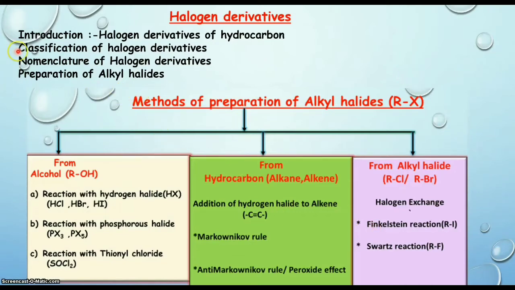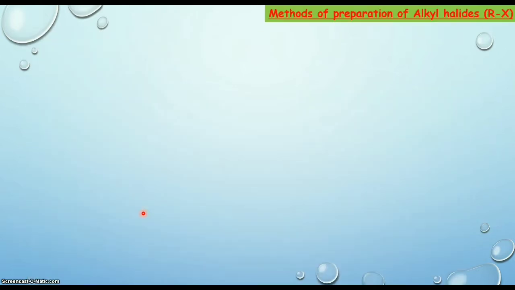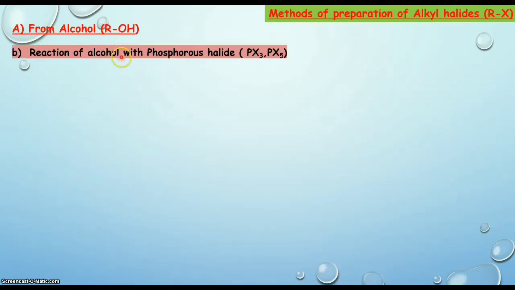Students, after the discussion of classification and nomenclature of halogen derivatives, we have started with methods of preparation of alkyl halides. In this, alkyl halides are prepared by reaction of alcohol with hydrogen halide. Now let us continue this topic, that is preparation of alkyl halide by the next reagent, that is reaction of alcohol with phosphorus halide.